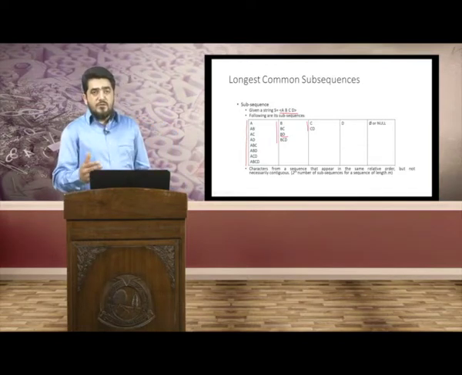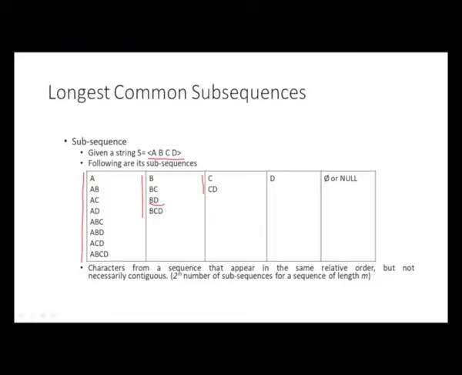So the total number of subsequences that we can have for a given string of length m is 2 to the power m, as you can see on the slide. So we include the null string as well, when we are not taking any character from the main input string or the input sequence. That is what a subsequence basically is. Now we'll try to find what the current problem at hand, that is finding the longest common subsequence from a given set of sequences, basically means.